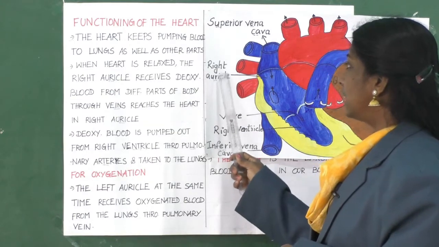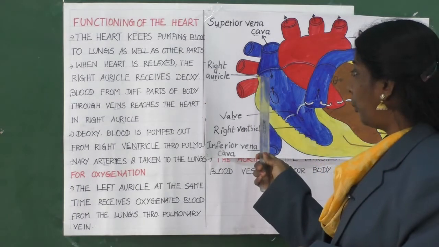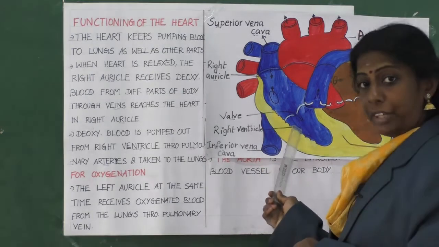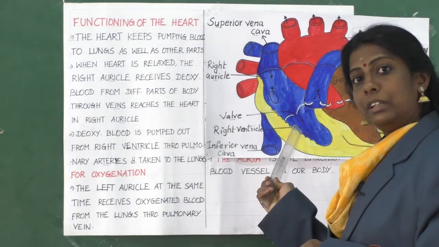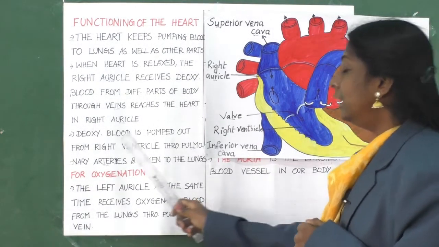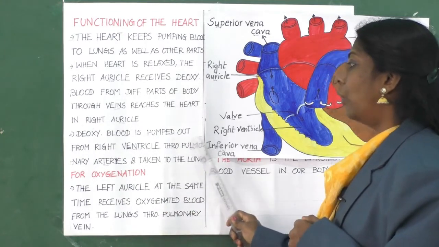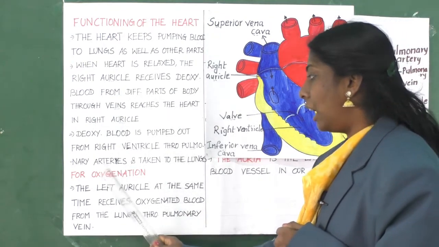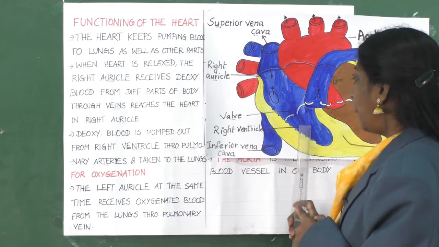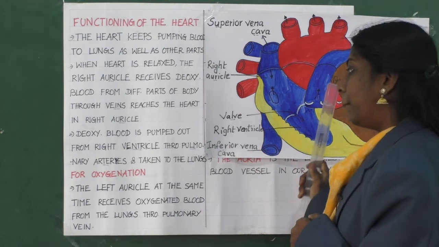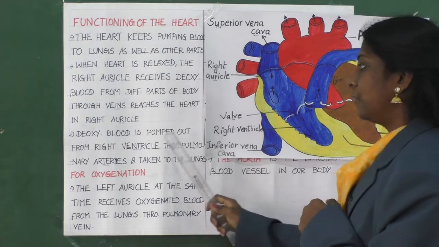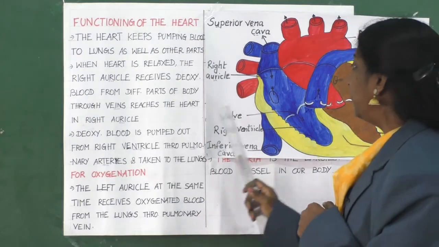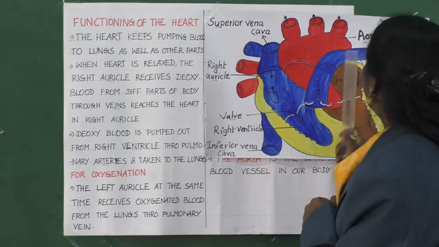Now, the deoxygenated blood is in the right auricle. Then it moves further to the right ventricle. Then the deoxygenated blood is pumped out from the right ventricle through the pulmonary artery. From the right ventricle, it is pumped out to the lungs. Where is it carried? To the lungs. But still, it passes from the right ventricle through the pulmonary artery.